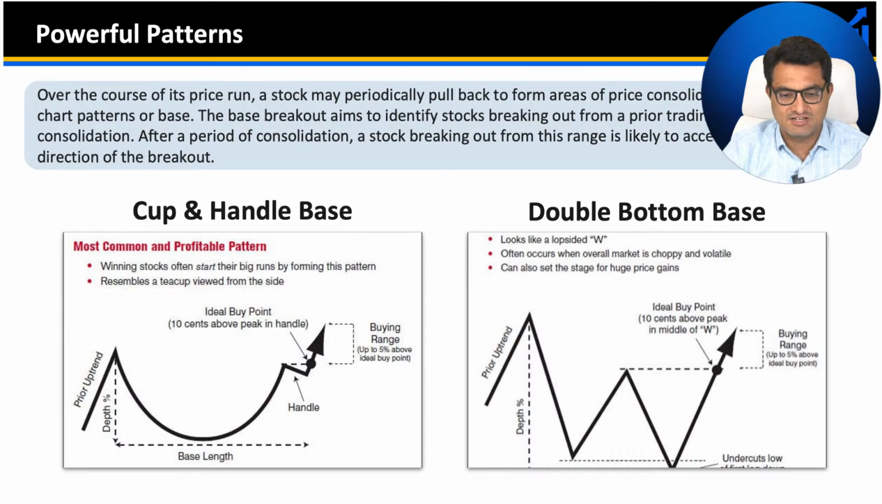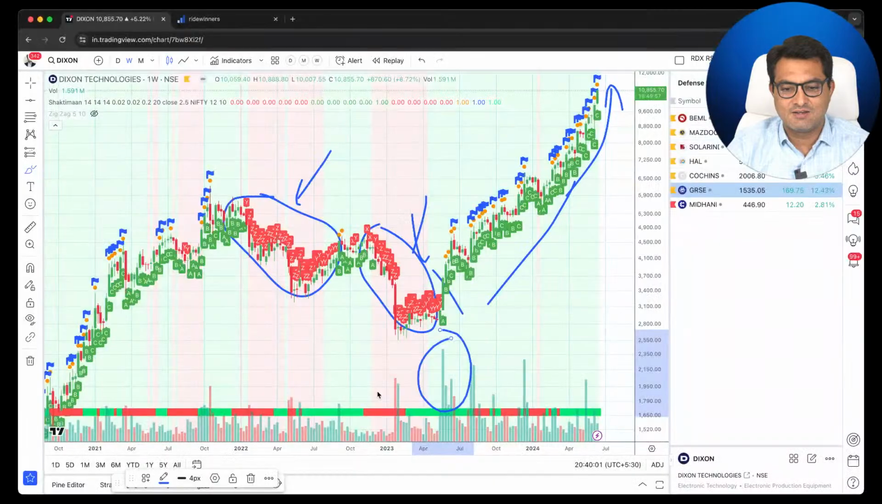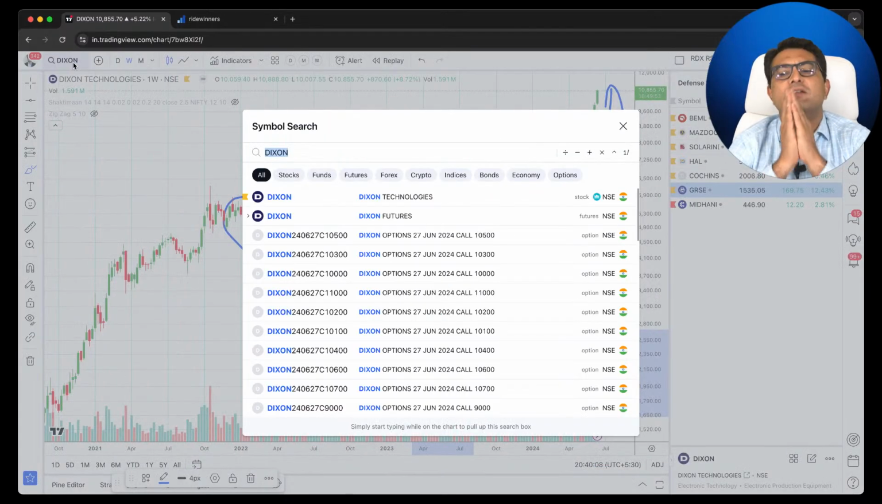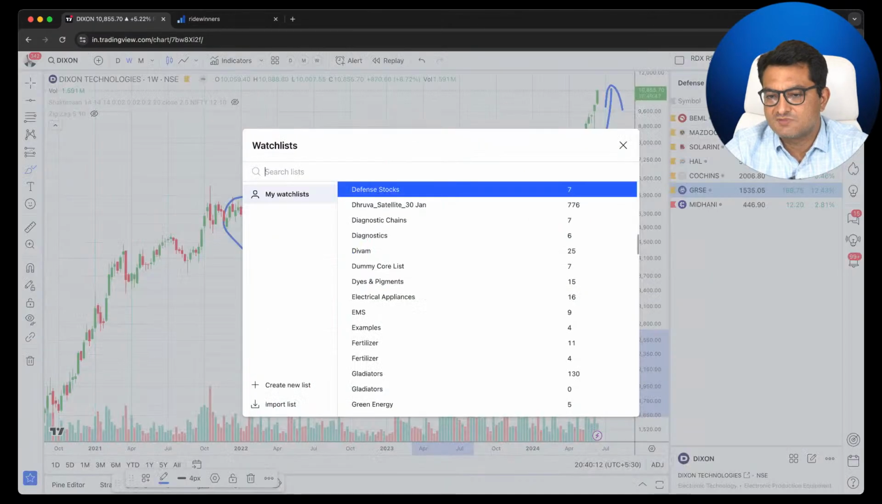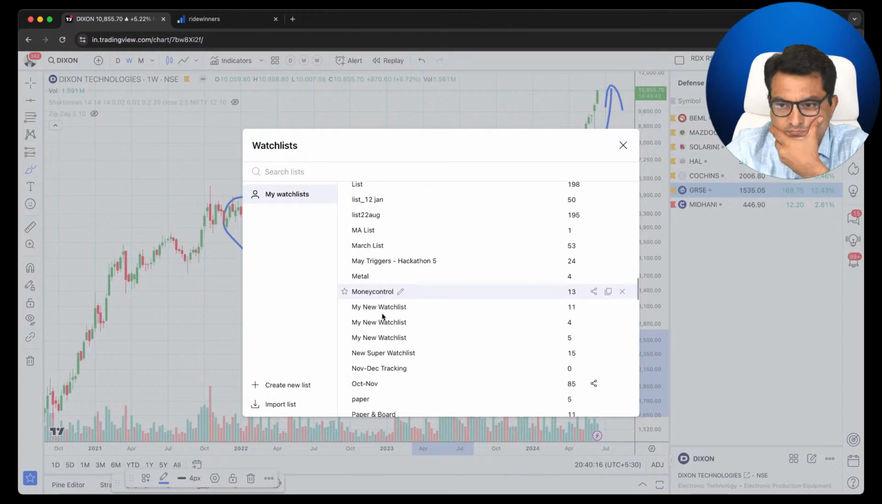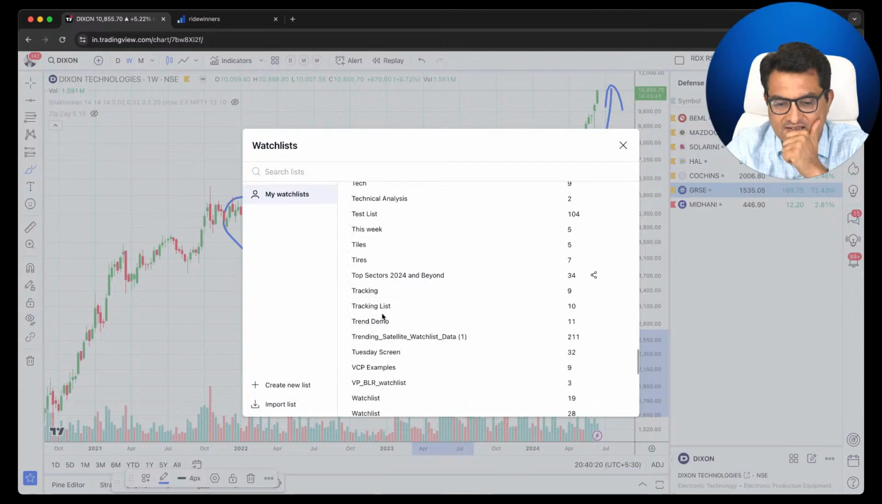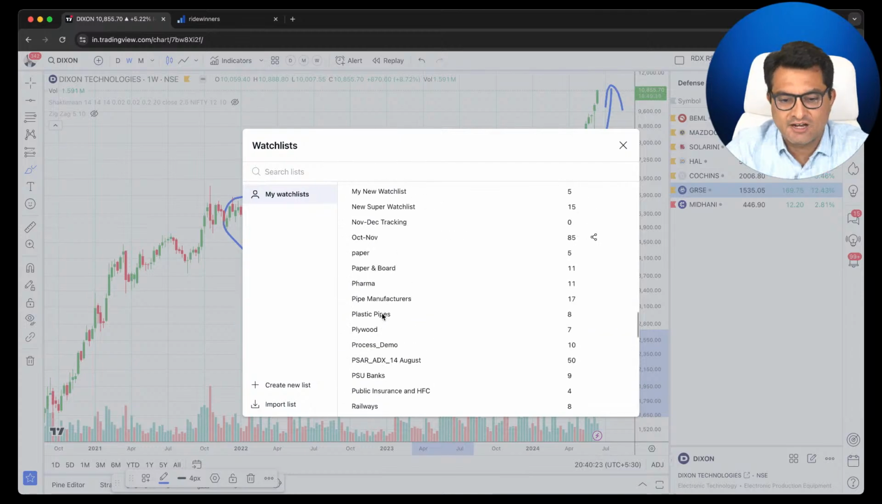So let me share the screen and show you a couple of charts where you can see this live. Okay, so let me take a recent example. Let me go to my list. Let me go to the June list, which last week I was analyzing. Let's see if we can get some ideas from there.